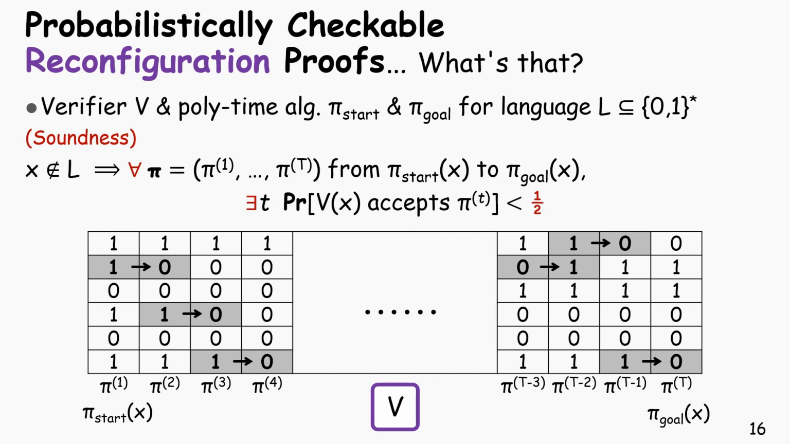In the soundness case, if x is not in L, for any possible reconfiguration sequence from pi start to pi goal, verifier V rejects some proof with probability at least 1/2. In this example, verifier V accepts the first two proofs but rejects the third proof.